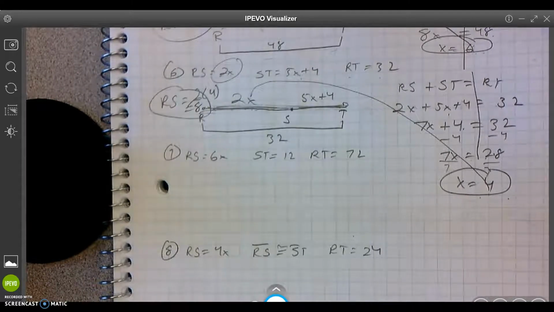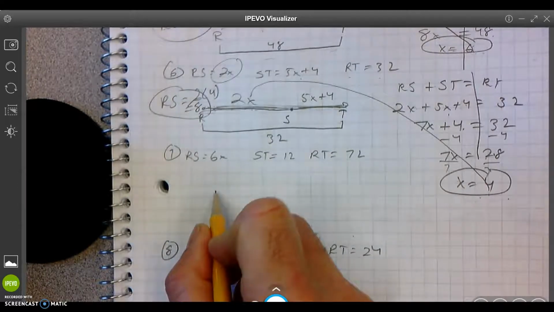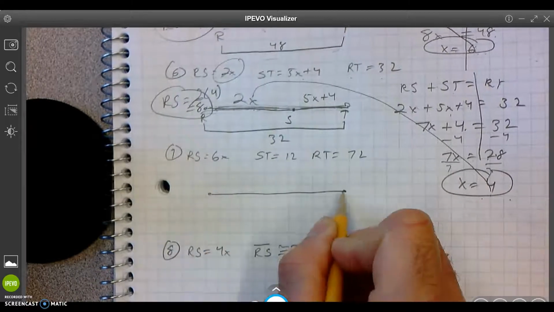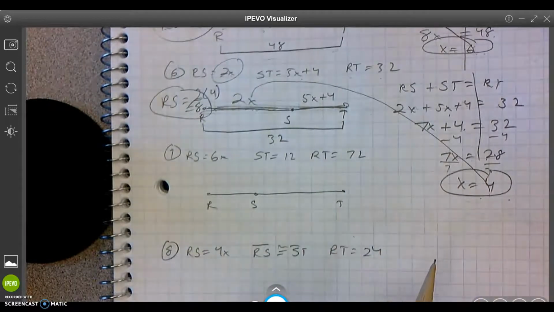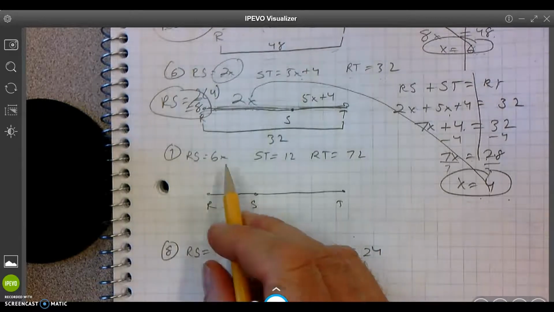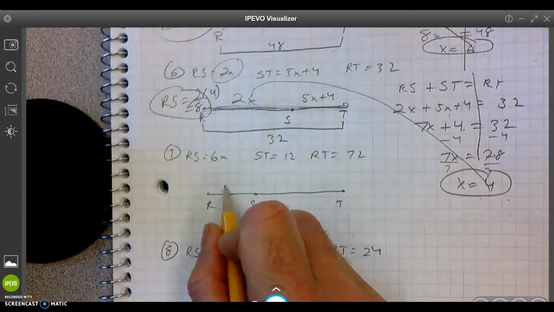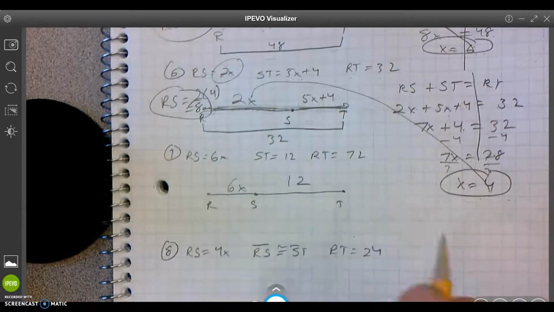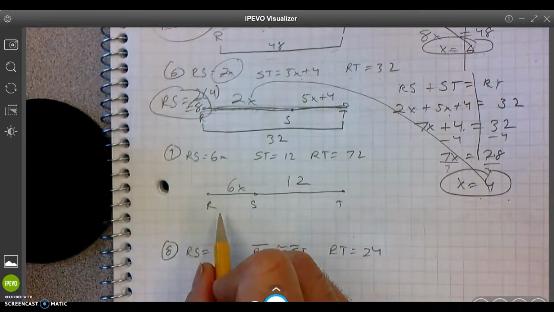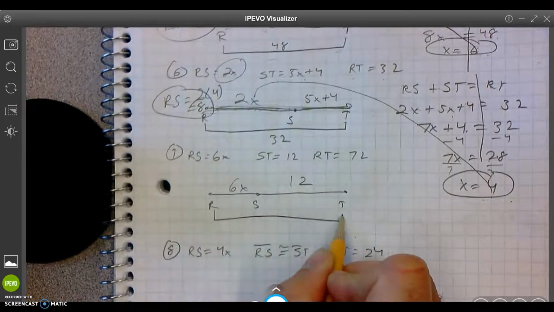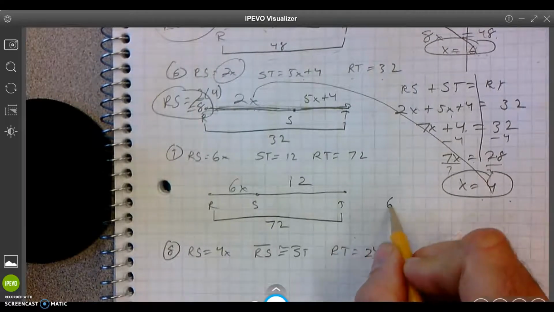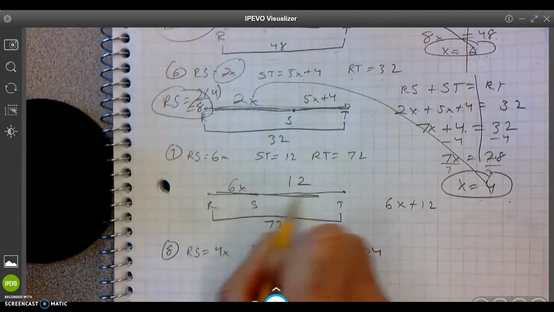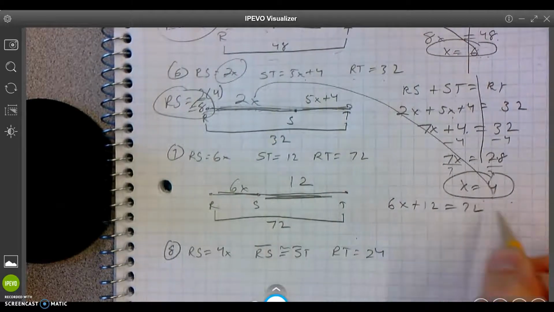Doing good so far. First things first, what do we do? Yeah, we draw a picture. So RT, and then S is somewhere in the middle. Okay. Now let's label. Step 2, label. 6x is RS. ST is 12. And then RT, the whole thing, is going to be 72. Cool. Okay, write down your equation. What do you got? Yeah, 6x plus 12, RS and ST, equals 72.